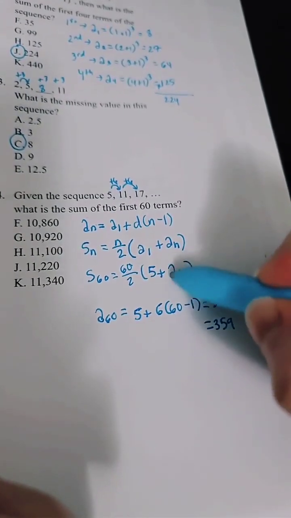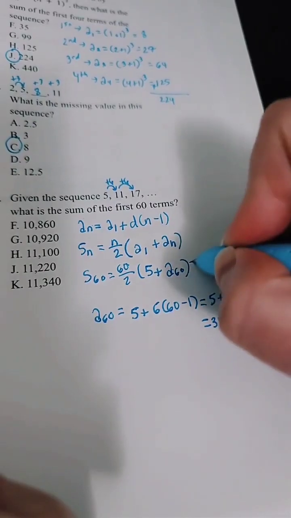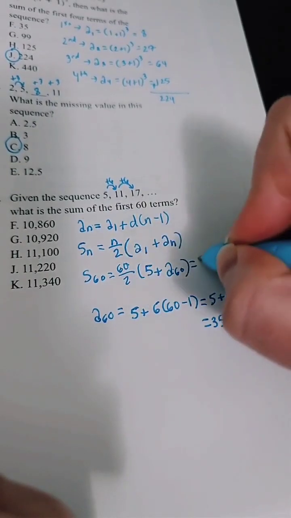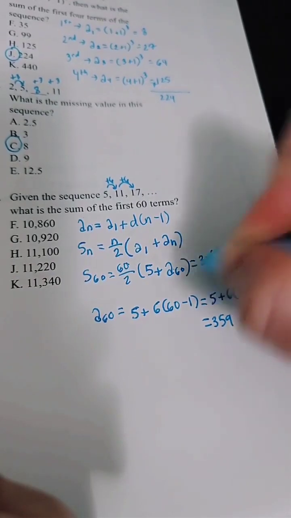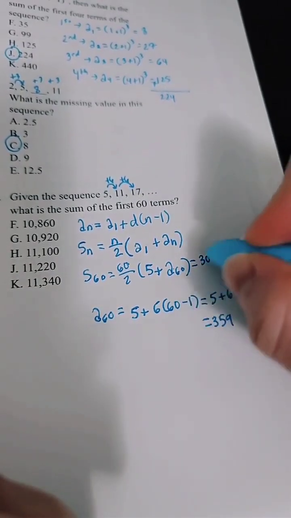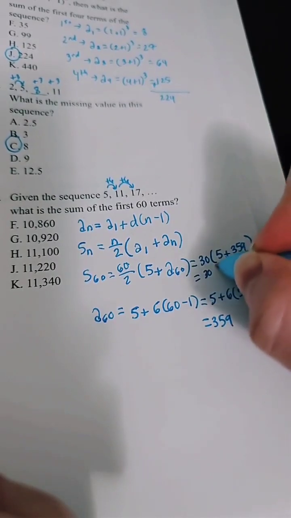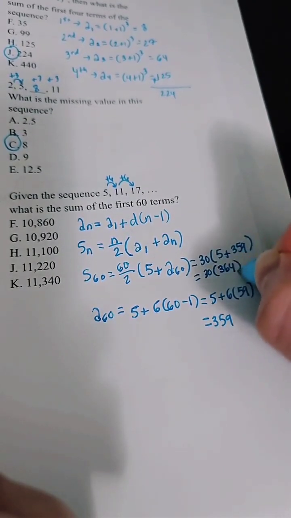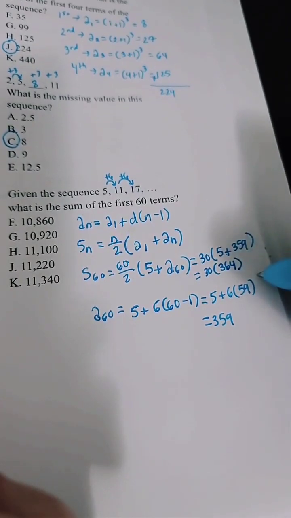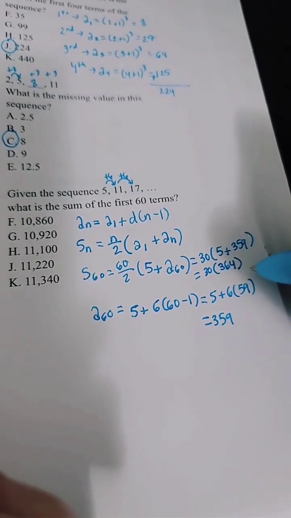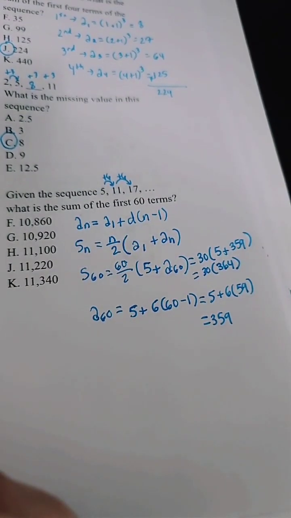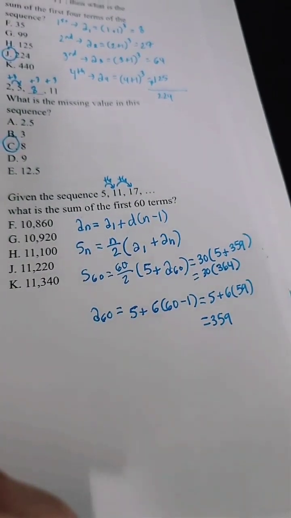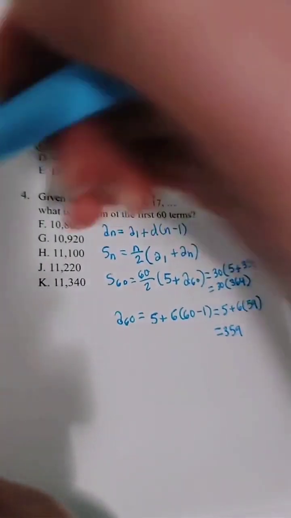So now you can plug that in for A of 60. And you could say that this is equal to 60 divided by 2, which is 30, times 5 plus 359 for A of 60. And that would just be 30 times 364. So then when you multiply that, you're going to get 10,920. So it would be G.